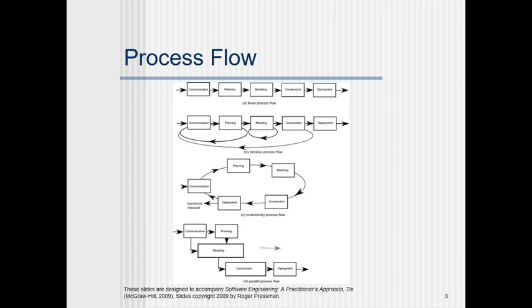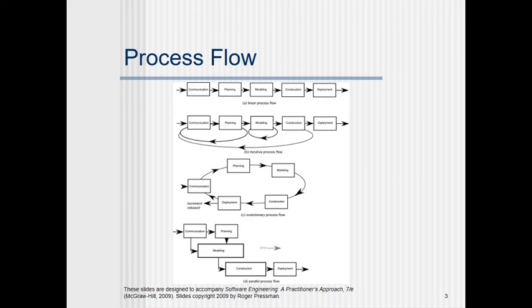In the linear process flow, all the activities are in sequence, one after another. Simply, first we start the communication. If the communication is completely finished, then we start the planning. If planning is completely finished, then we start modeling, then construction, and finally we deploy the whole product to the customer sites. So this is one of the process flows.